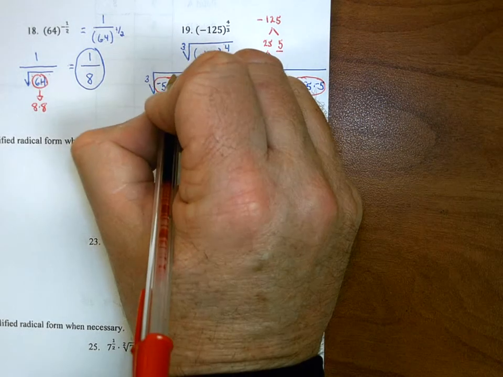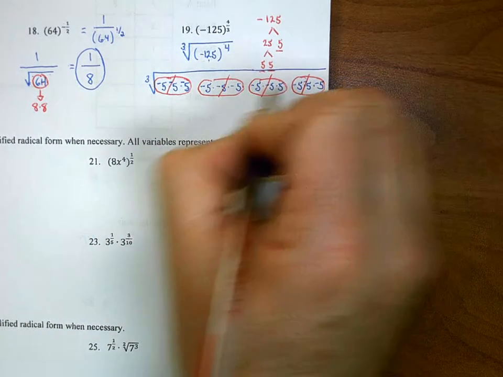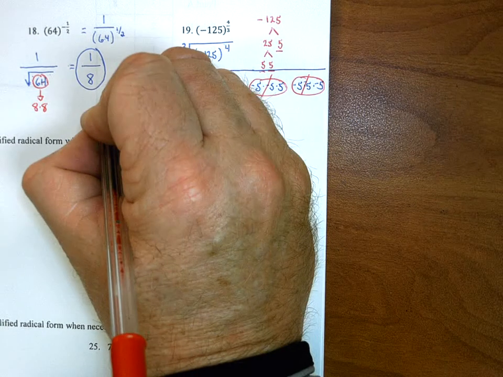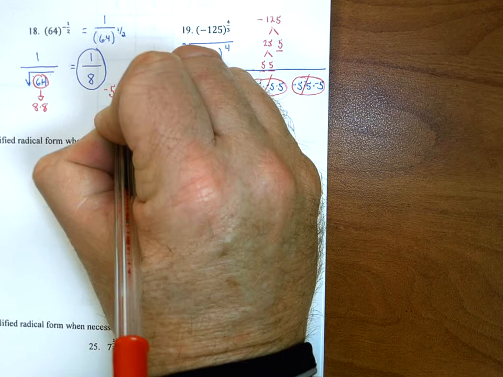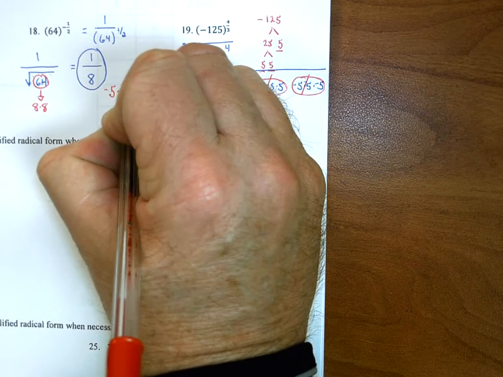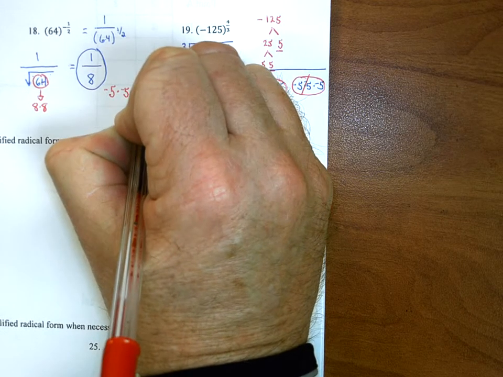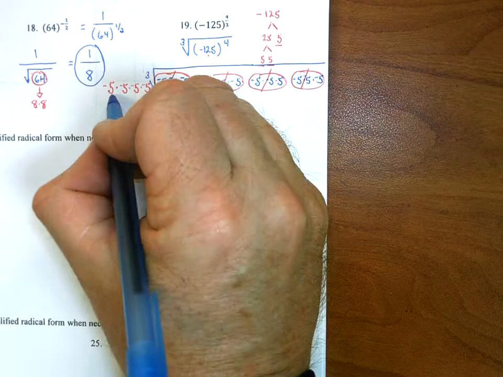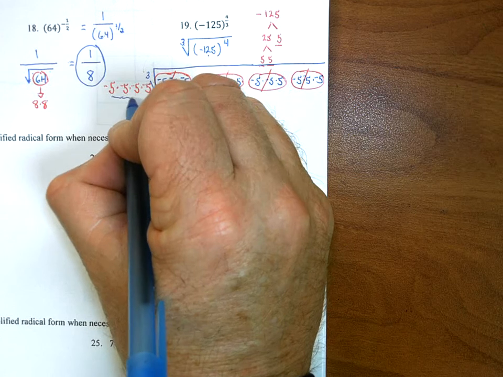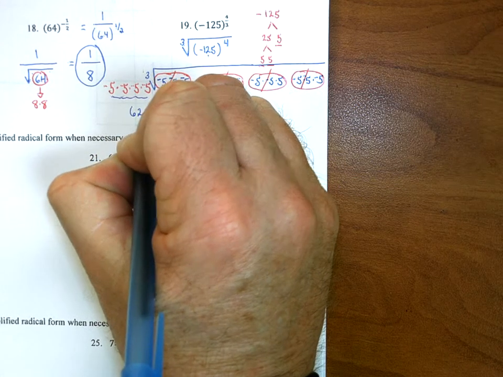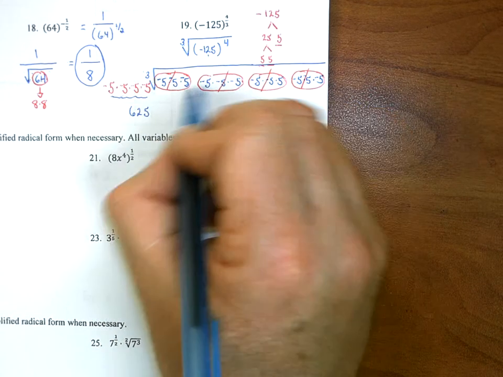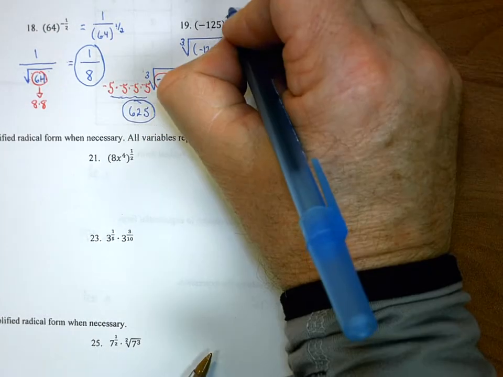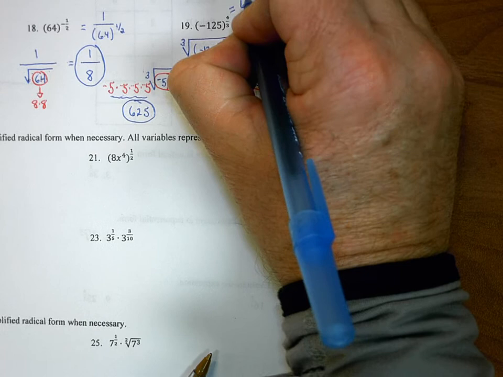So each time I have identical negative 5s, they get moved to the outside of the radical. So on the outside of the radical, I'm going to have a negative 5, another negative 5, a third negative 5, and a fourth negative 5. I multiply all those together, and they multiply to make 625 positive. I have no leftovers, so that is my final solution. So number 19 becomes 625.